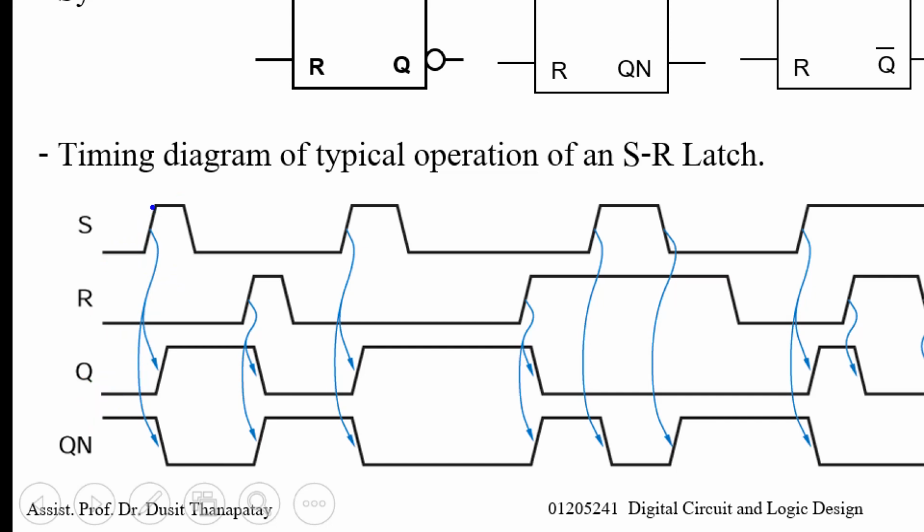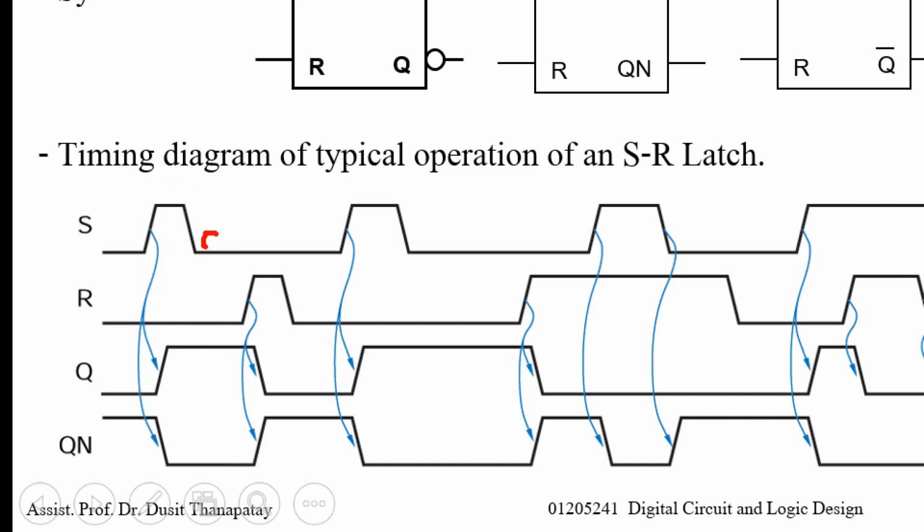And what happened when it changed to 1 here? S changes from 0 to 1 here, and R is still 0. So now the input is 1 0. S is set actively. It forces output Q to change to 1.